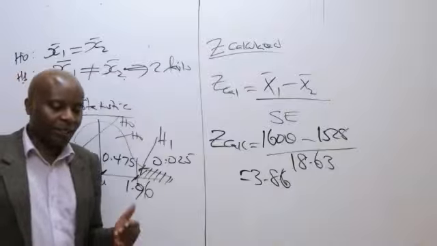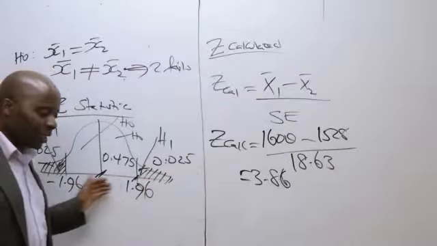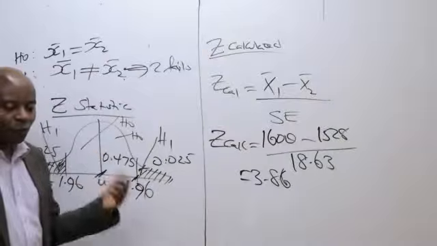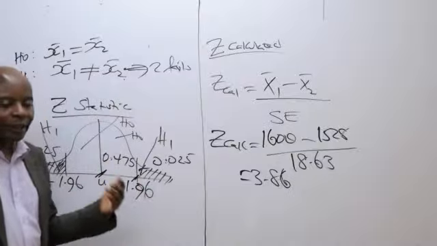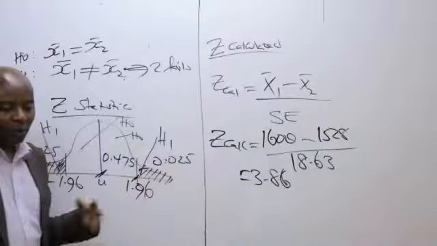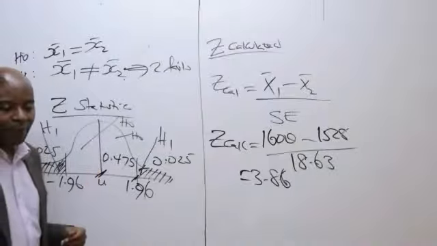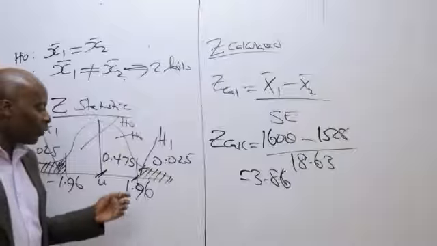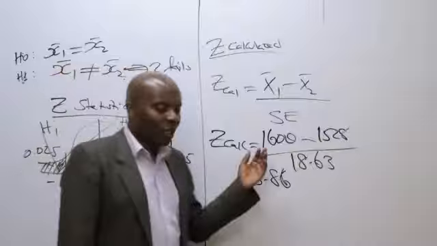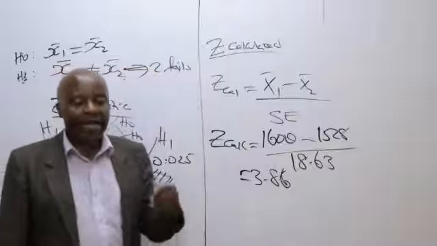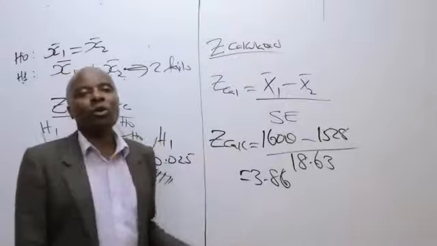The next thing, ladies and gentlemen, having gotten the Z calculated, is to come and fit it on this diagram. And I can see for sure that the 3.86 is falling on the shaded area. So you simply say there, it falls on the shaded area, therefore accept H1. Accept H1, yes. And when we accept H1, what conclusion are we having?